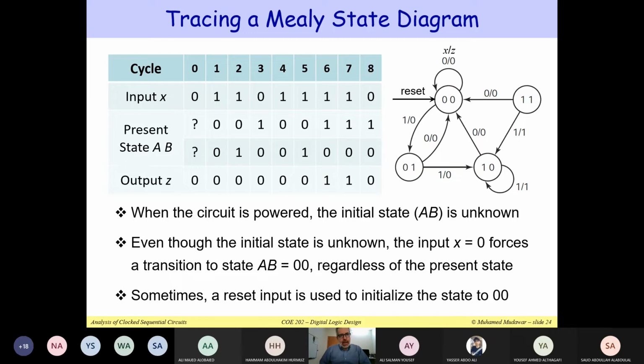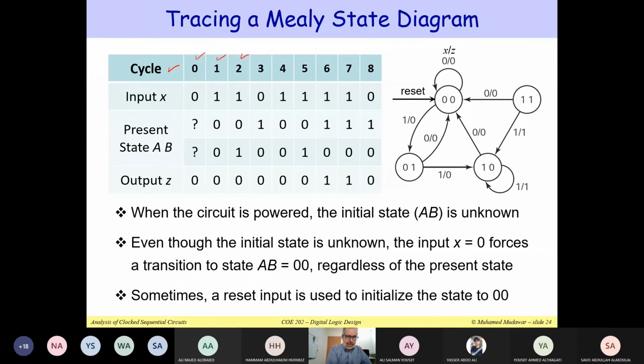Now what we can do is trace a Mealy state diagram. We apply input, we can see what is the next state, and we can check what is the output. So we can draw a table, and this table will show the time, the clock cycles. Initially we start at cycle 0, then cycle 1, etc. So I can show the time at t equal to 0, t equal to 1, and so on, cycle by cycle. I'm showing the cycles as different columns in this table.